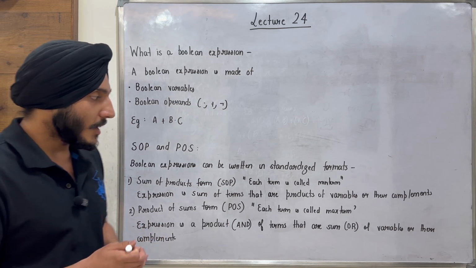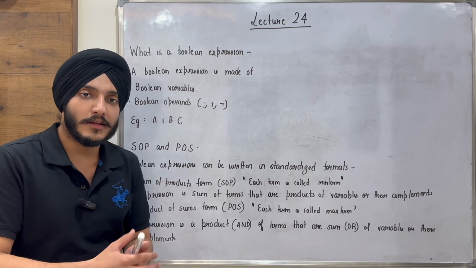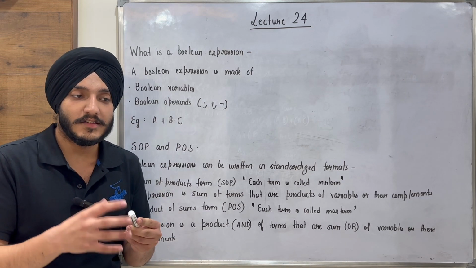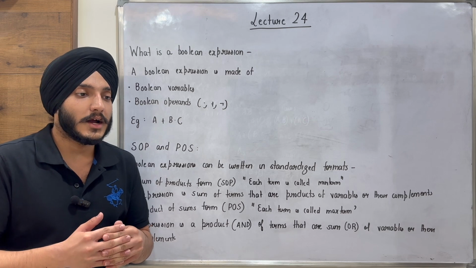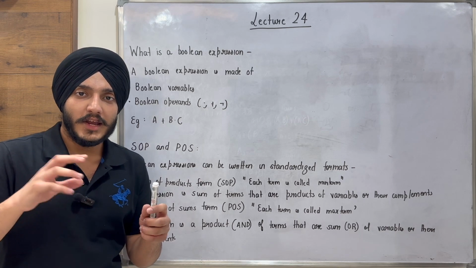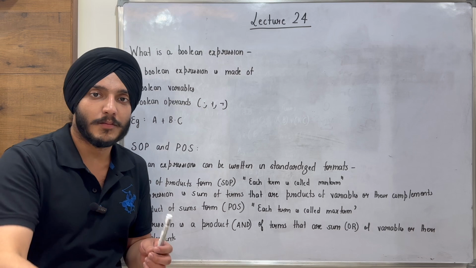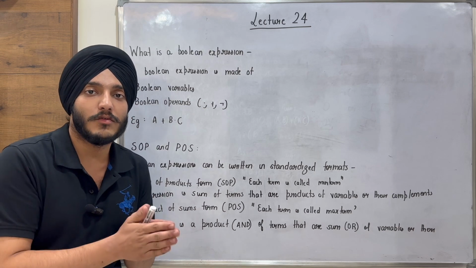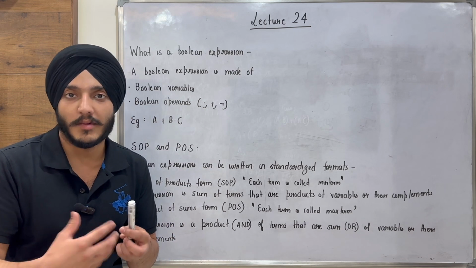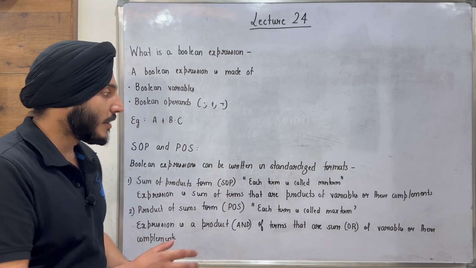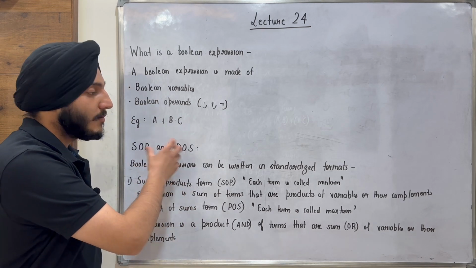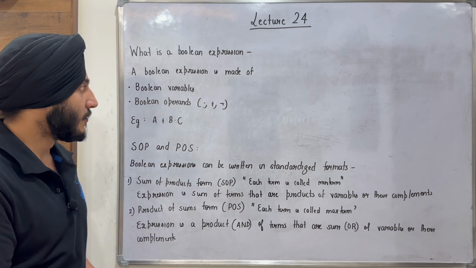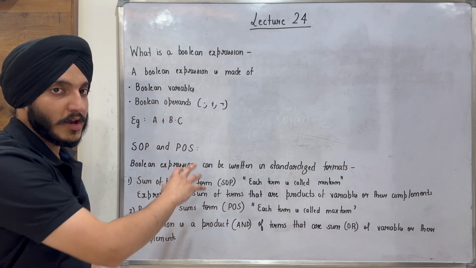But why do we convert it in the first place to a Boolean expression? The basic idea is, right, that for any expression, let's say I'm trying to solve a problem, in order for me to convey it to the computer, I need to convert it into some kind of expression, right? And that is where converting it into SOP and POS form comes into play. So let's first try to understand what is a Boolean expression.